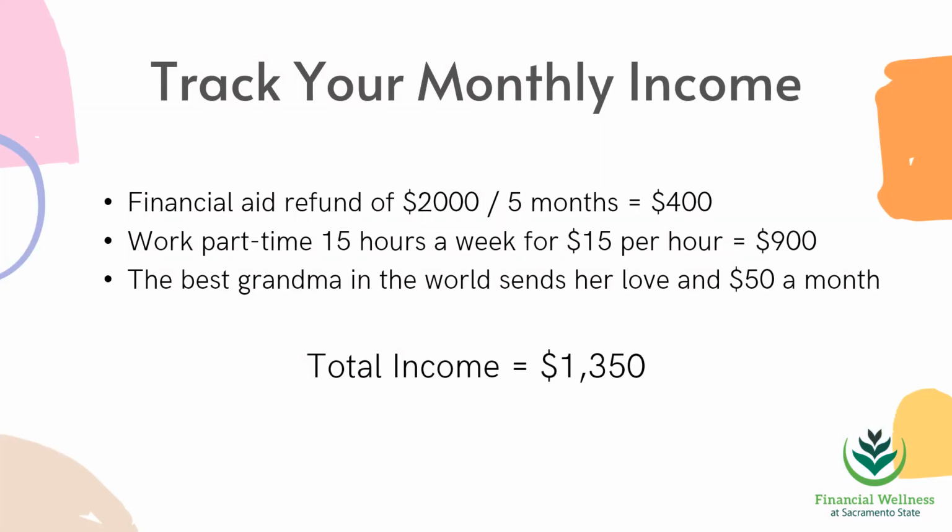So for this example, they had a financial aid refund of $2,000. If you divide that by 5 months for the entire semester, that's about $400. If they work part-time, maybe 15 hours a week for $15 an hour, that's about $900 a month. And once again, here you may want to lowball that number to take into account for things like taxes. Then let's say you have the best grandma in the world who always sends her love and a $50 check in the mail. So we'll want to add that too because that money is important. So we can expect a total income here in this example of $1,350.